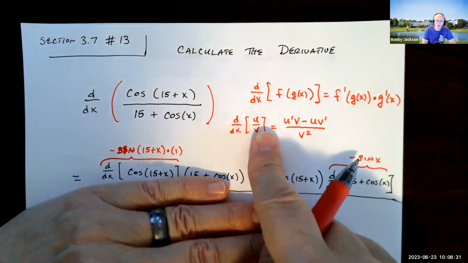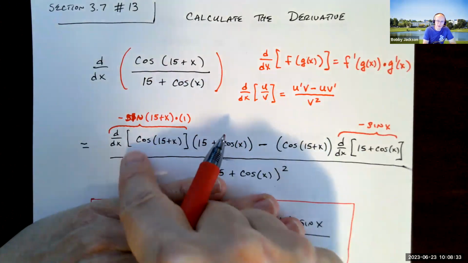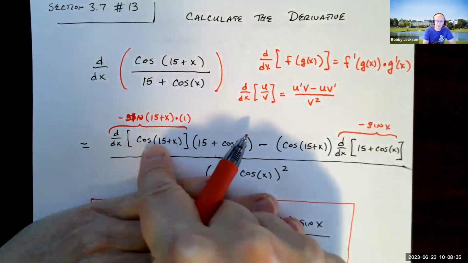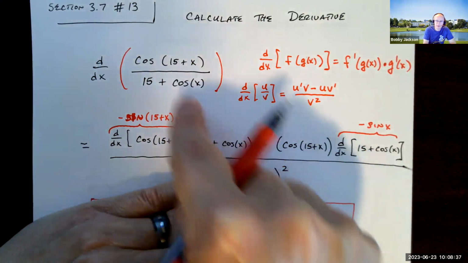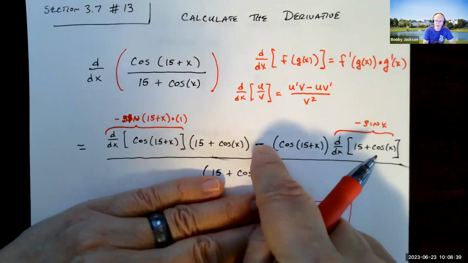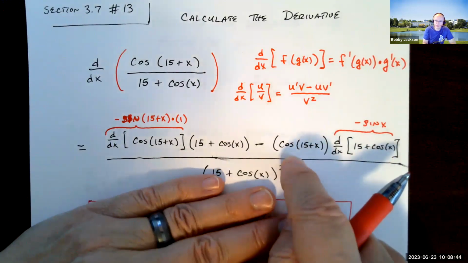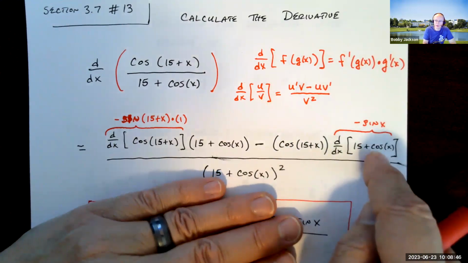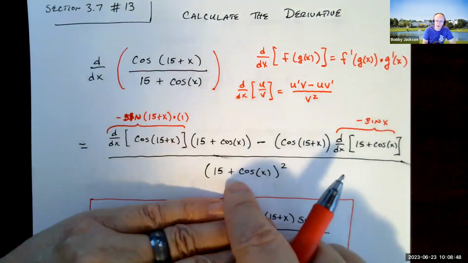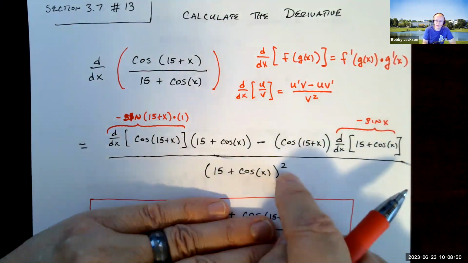Okay, so we're going to apply this first. So I take the derivative with respect to x of the top function, which is cosine of 15 plus x, times the bottom function, minus the top function, I'm calling u up here, cosine of 15 plus x, times the derivative of that bottom function, all over the v squared, the bottom function, quantity squared.